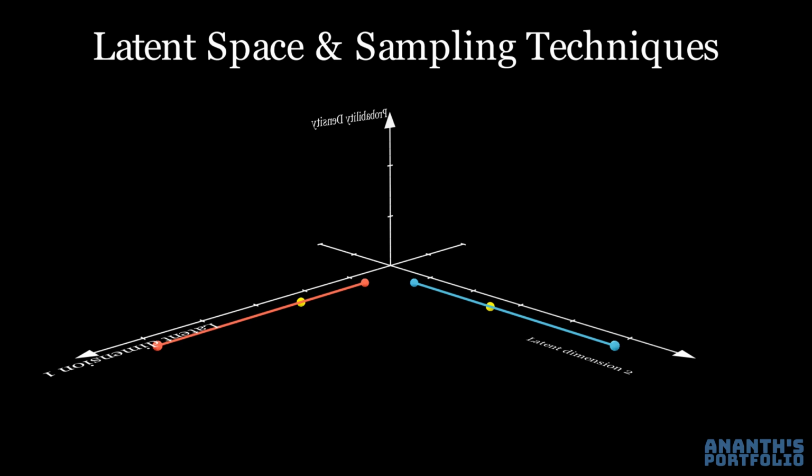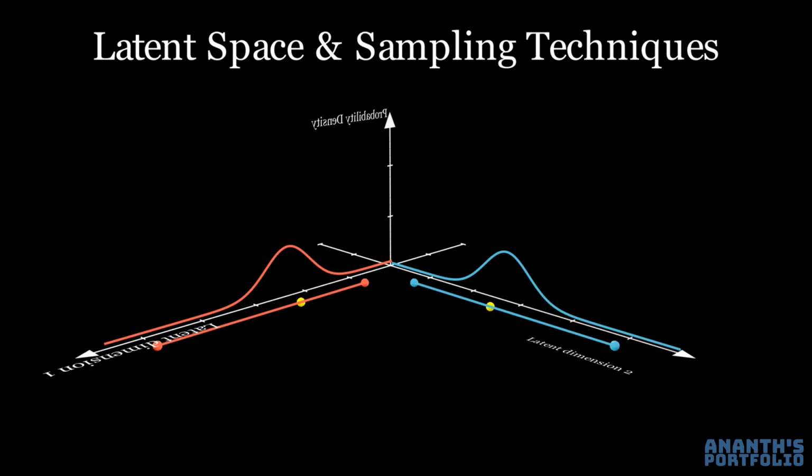Look at the two bell-shaped curves along our axes. These are 1D Gaussian distributions, representing the probability of sampling points along each dimension. The peak of each curve corresponds to our mean values, while the width represents our variance. The higher the curve at any point, the more likely we are to sample from that region.